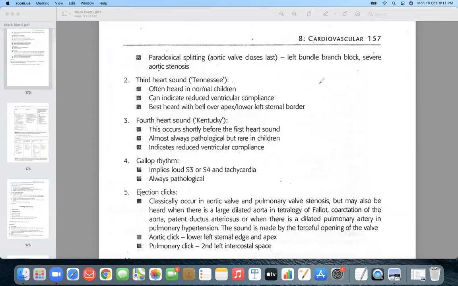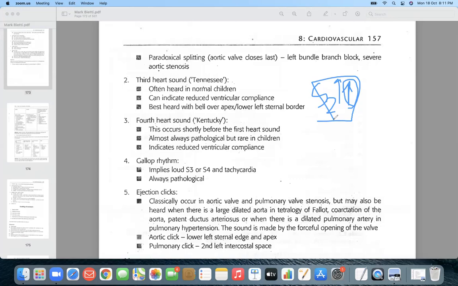S2 is due to closure of the aortic valve and the pulmonary valve, right? Now, whenever there is pulmonary stenosis, the pulmonary valve will close late because of the stenosis, as the emptying from the right ventricle is delayed. So you may have a split S2: the aortic valve will close, then after some time the pulmonary valve will close. You should also ask for S2.